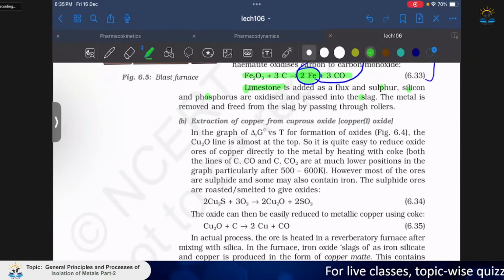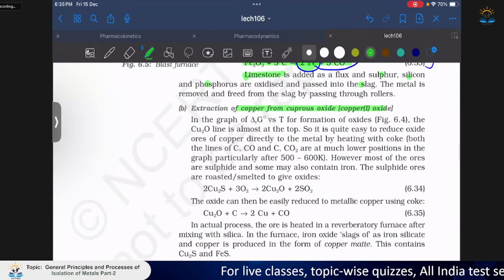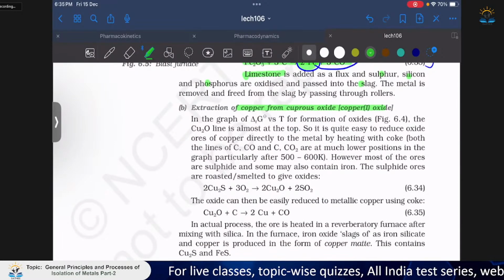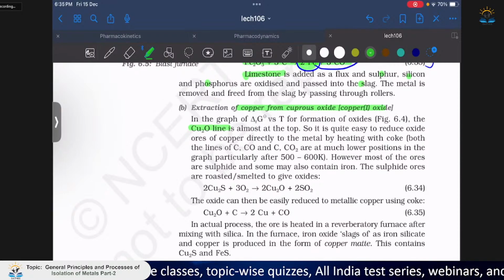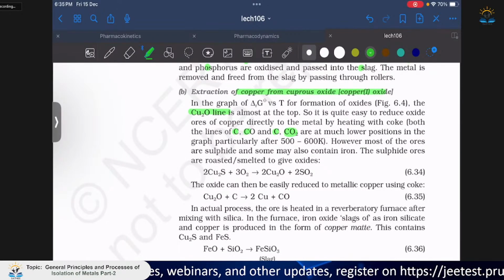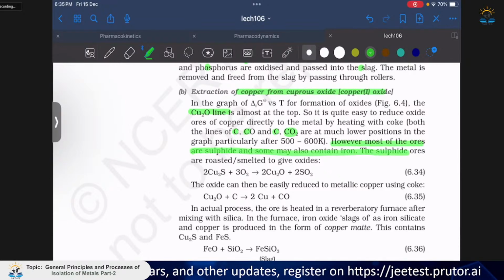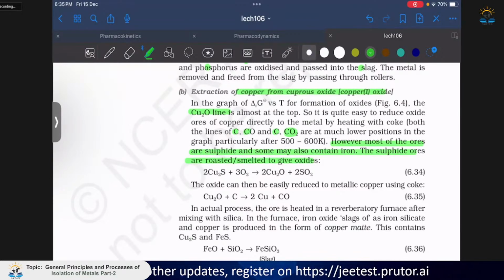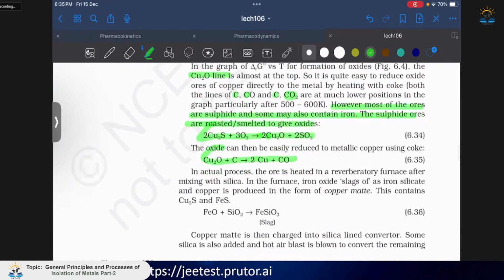Then iron is done. The second application is copper. How do you extract copper from cuprous oxide? Look at the curve for copper, the Cu2O line. So it is quite easy to reduce oxide of copper by heating the metal directly with coke, because all the lines of carbon, carbon monoxide, carbon to carbon dioxide are much lower position. Okay, so the temperature is kept low. However, most of the ores are sulfide and may also contain iron. The sulfide ores are roasted and smelted to give oxide. So this is the roasting of sulfide ore. Then oxide can be reduced to metallic copper using coke. So these are the two processes.